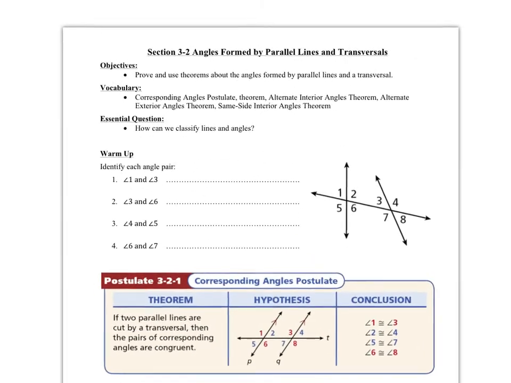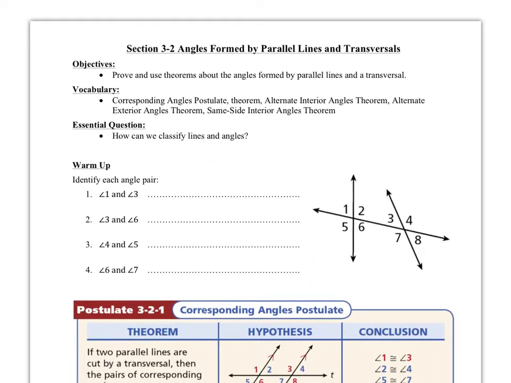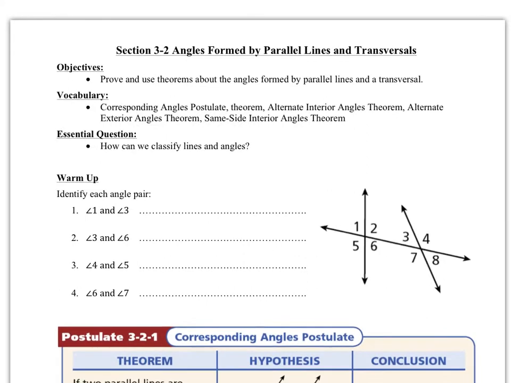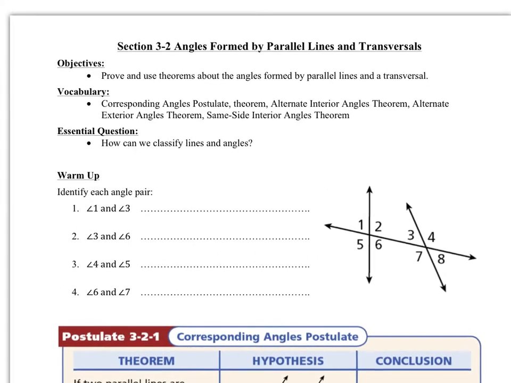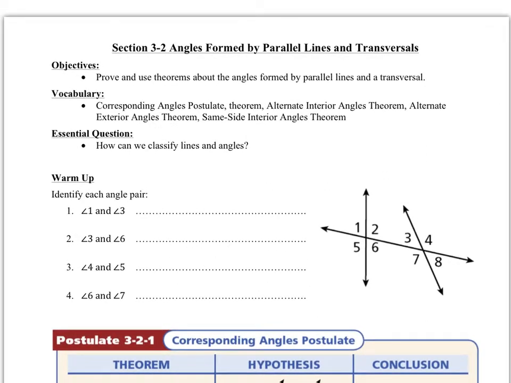Let's get started on our 3.2 notes. Angles formed by parallel lines and transversals. We already know what transversals are. It's a line that goes through 2 other lines. And now we're going to see what happens when transversals go through parallel lines.